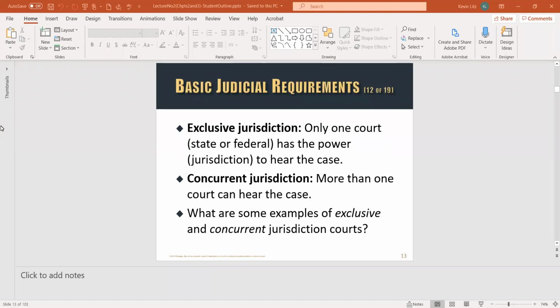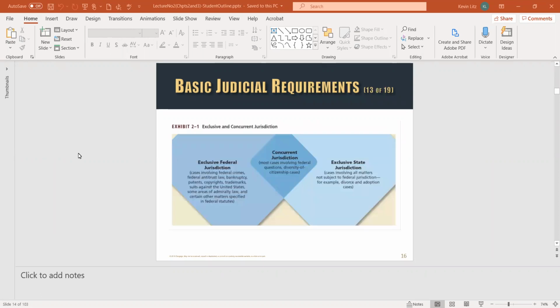Exclusive, you can only go to one. For example, if you file bankruptcy, you have to go to bankruptcy court, a federal court. You can't go to a state court. You have to go to a federal bankruptcy court. I'll let you look through that.